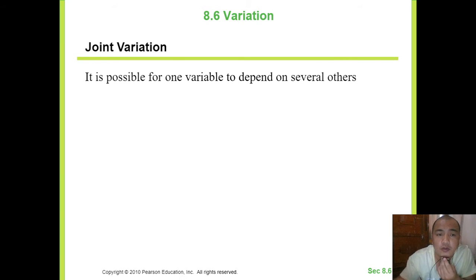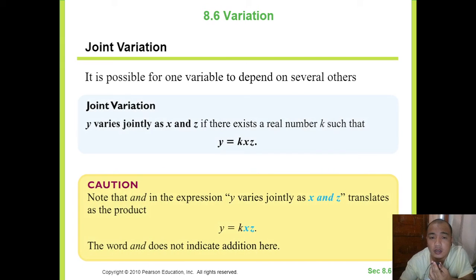Let's proceed to joint variation. It is possible for one variable to depend on several others. So for joint variation, y varies jointly as x and z. There exists a real number k such that y equals kxz.